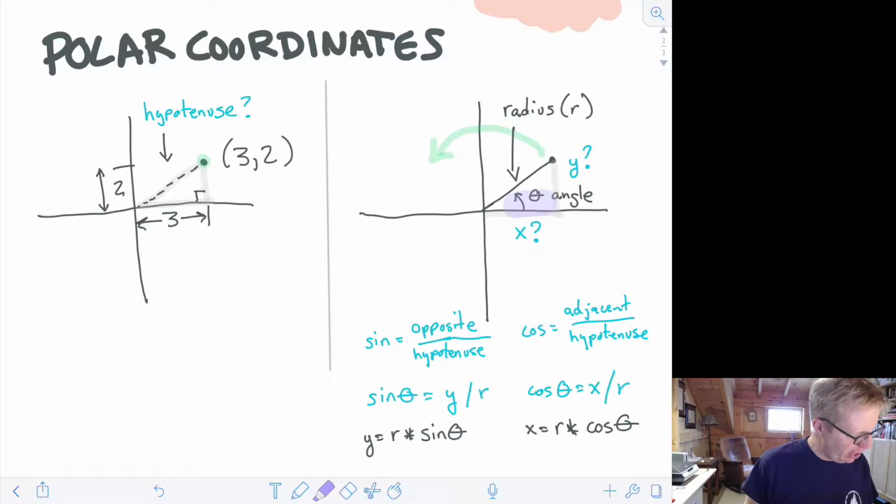Now we don't know y. We only know the angle and the radius. So we can use this formula to find y. We can take our radius and multiply it by the sine of our angle, and then we'll get our y position to give us that point. Likewise, rather than using the sine function, we can use the cosine function to get us the x value. Okay?